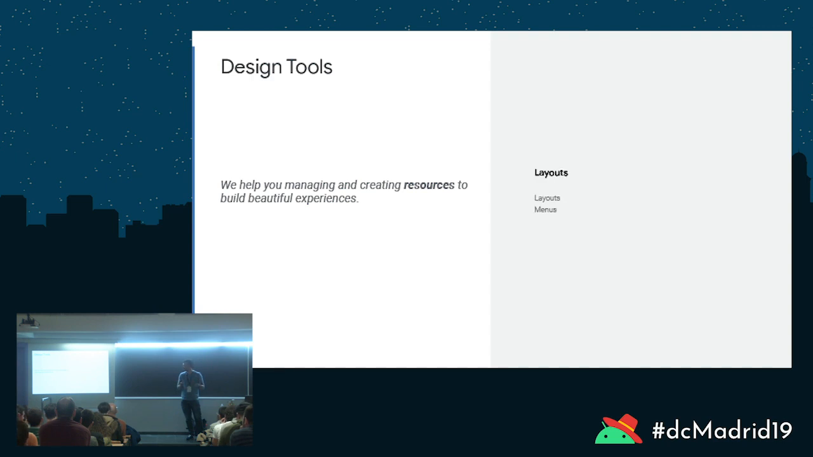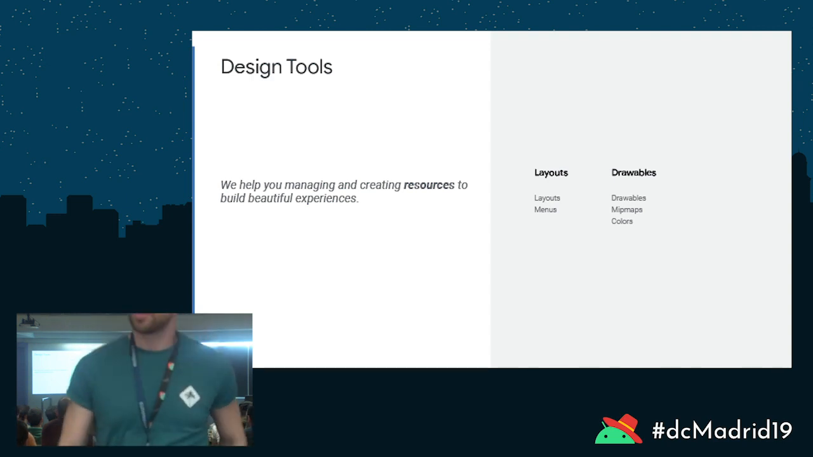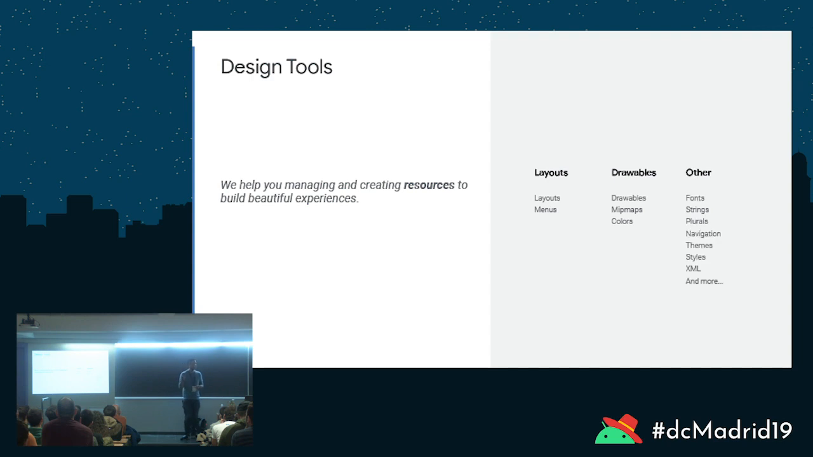So there are a ton of different resources. The most obvious ones are layouts. So we have a layout editor. You can edit your layouts, you can edit menus. And what we created is a tool where you can do drag and drop. We'll talk a little bit more about it later. We have drawables, and that includes things like colors, like PNG, effect of drawables, and everything. But there are many others. So we have fonts, we have styles and themes and animations, and like many other things.